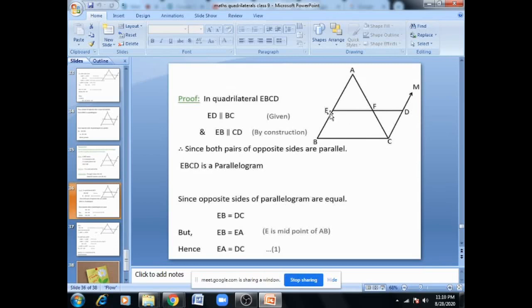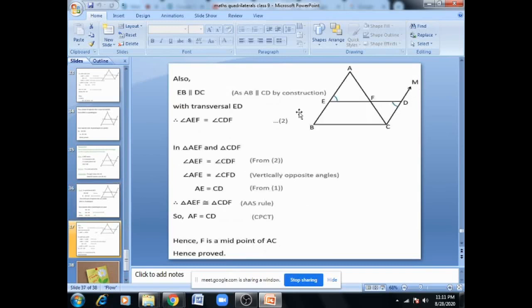opposite sides will be equal because it is a parallelogram. So we can say EB is equal to CD, and since EB was given equal to AE, that means EA is equal to DC. So EA is equal to DC. These two sides are equal now. Also EB was parallel to DC because they were the opposite sides of the parallelogram by construction. So we can say angle AEF and angle CDF are alternate interior angles, so they are equal.